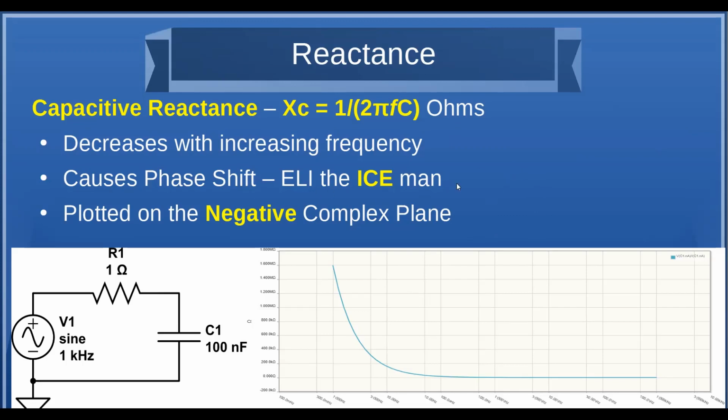And we got the old ELI the ICE man again to show the phase shift. And we plot the reactance on the negative complex plane. The complex plane is where you plot real versus imaginary on a rectangular plot. So below the line is negative, and that's capacitive reactance. Inductive reactance will be on the positive side.